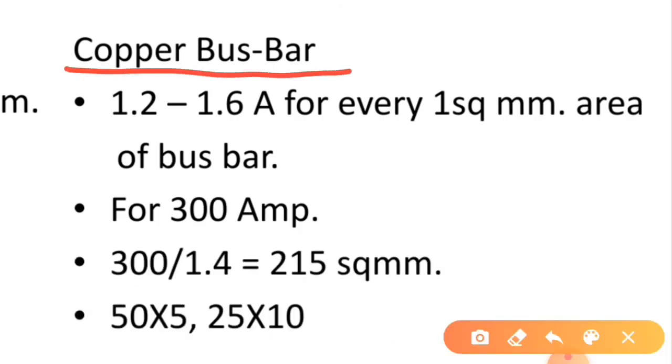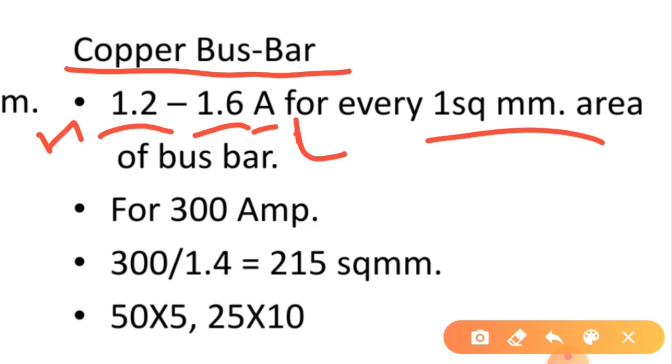Now friends, let us see calculations for copper busbars. Friends, copper has high current carrying capacity. Like for every 1 square mm, it can take 1.2 to 1.6 ampere. Notice that here I have taken a range, 1.2 to 1.6. For high values of current like above 500, we take the small factor 1.2, and for lower values of current we take the higher factor 1.6. So again friends, we will do the calculation with an example.